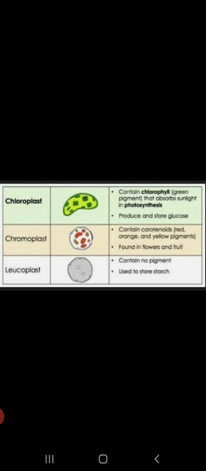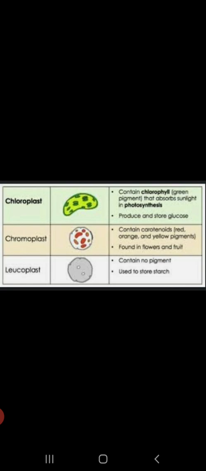Chloroplasts are the green plastids that contain chlorophyll. What is the use of the chlorophyll? Chlorophyll helps in a very important process for the plants, which is photosynthesis, and photosynthesis helps in the preparation of food for the plants, right? So chloroplasts contain chlorophyll, which is necessary for photosynthesis.